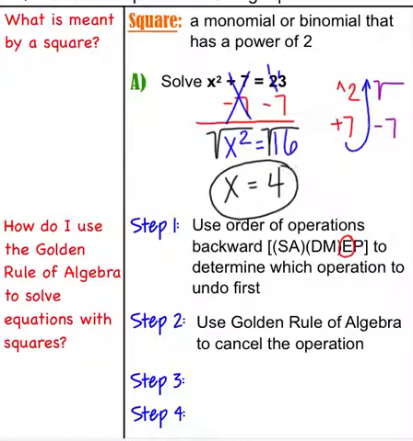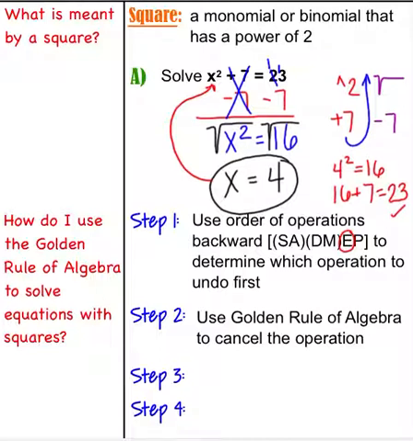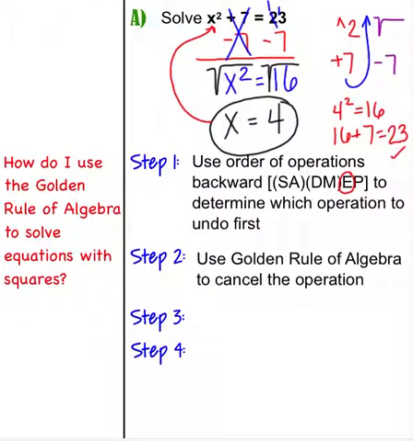Now if I go back and check this, which is really important that we do, I can take that and put it back in for x squared. 4 squared is 16. 16 plus 7 does give us 23, so I can check that I did that correctly. So to summarize, step 1, we're going to use that order of operations to plan it out so we know what to undo first, then use the golden rule to cancel those, and then step 3 is to repeat that, and don't forget to check. Checking is very important in this lesson.